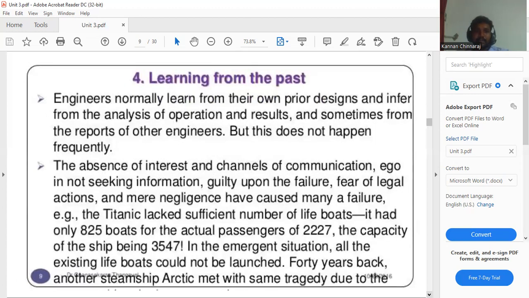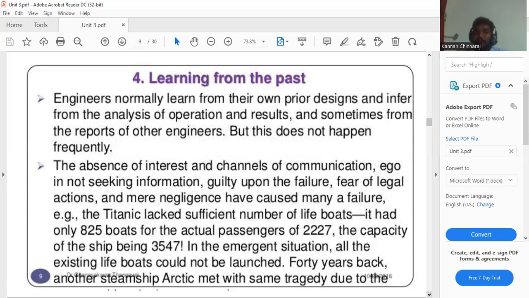Fourth one is, in similarity, learning from the past. Engineers normally learn from their own prior design and infer from analysis of operation and design, and sometimes from the reports of other engineers, but this does not happen frequently. This absence of interest and channels of communication, ego in not seeking information, pity upon the failure, fear of legal actions, and mere negligence have caused many failures. For example, the Titanic lacked a sufficient number of lifeboats. It had only 820 boats for the actual passengers of 2,227, the capacity of the ship being 3,547. In the emergency situation, all the existing lifeboats could not be launched.